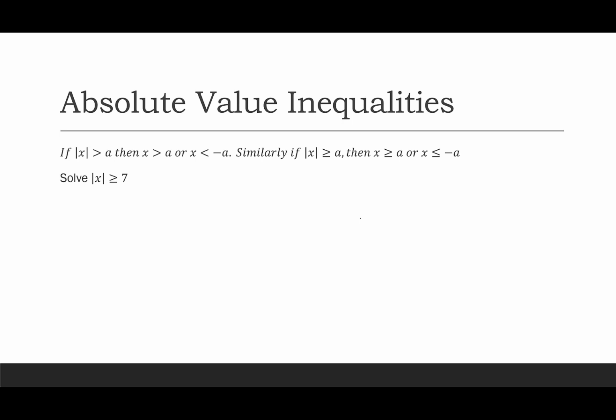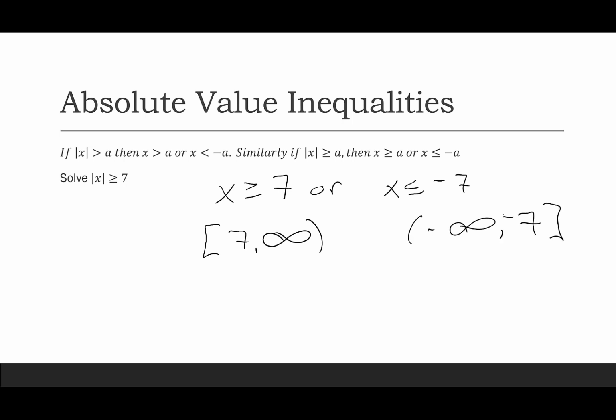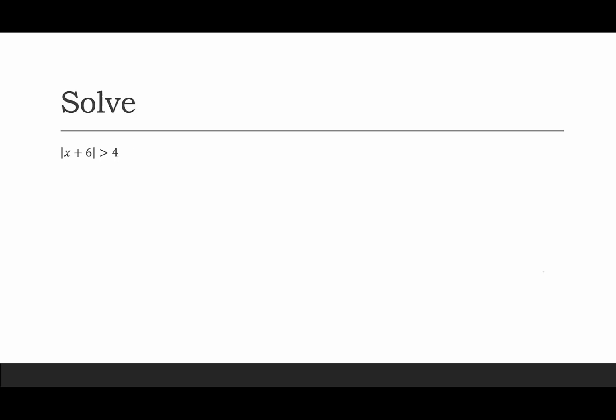Very similar, if the absolute value of x is greater than or equal to a, then x is greater than or equal to a, or x is less than or equal to negative a. So say I have the absolute value of x is greater than or equal to 7. Then I'm going to have x is greater than or equal to 7, or x is less than or equal to negative 7. So I have two separate inequalities this time. I have 7 to infinity, and I have negative infinity to negative 7. We end up writing this as negative infinity to negative 7, union 7 to infinity.